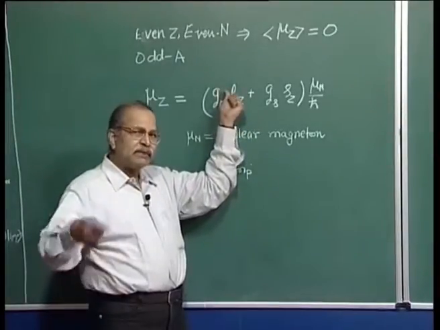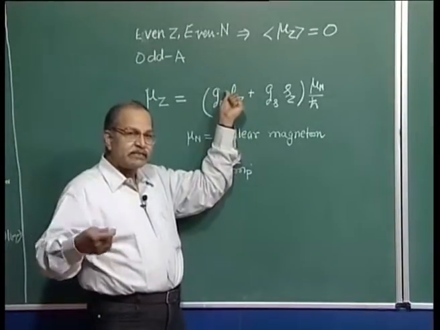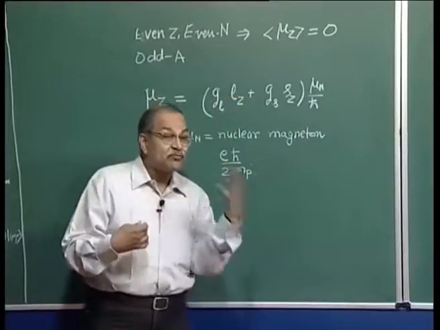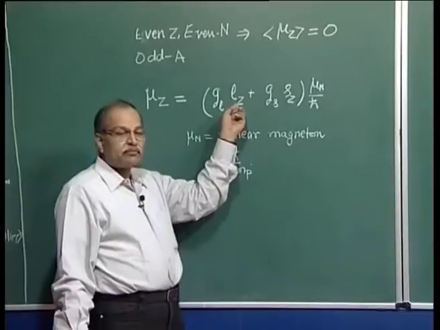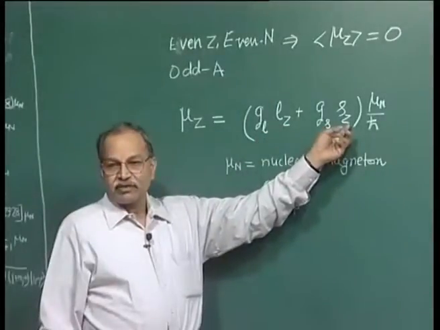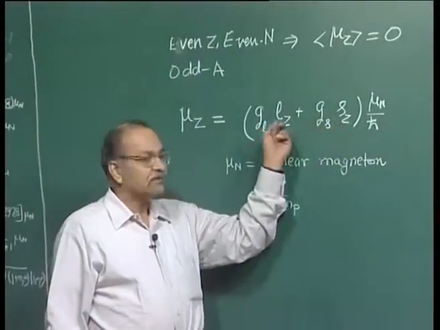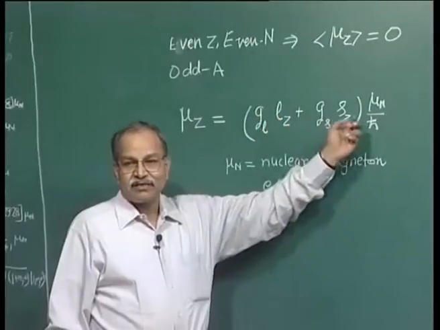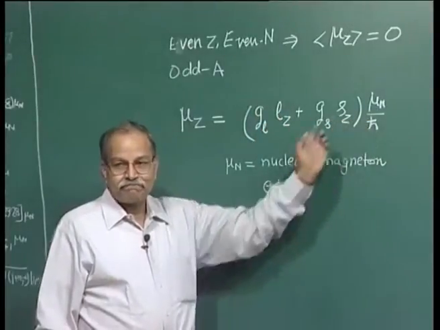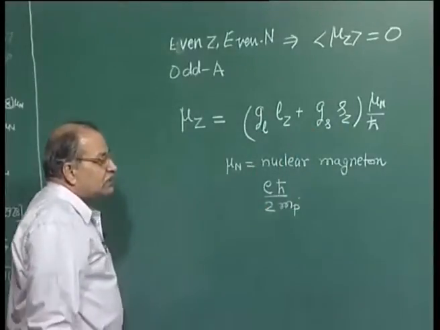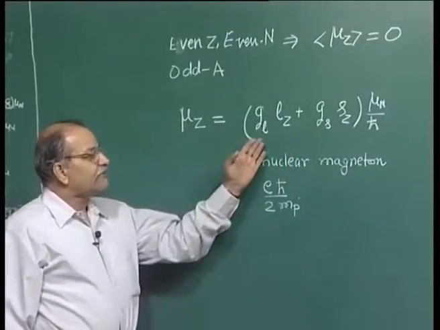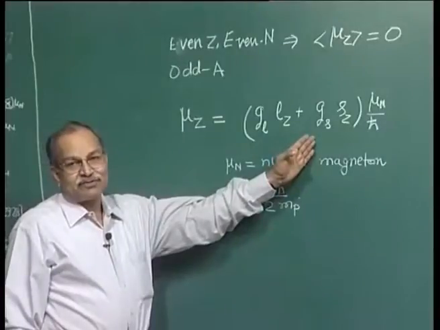So, this magnetic moment is related to angular momentum, and the angular momentum is coming from the orbital angular momentum as well as the spin angular momentum, and both contributions are coming from here. And these g_L and g_S values, these g values, are different for protons and neutrons.